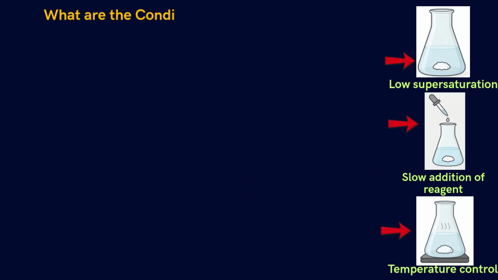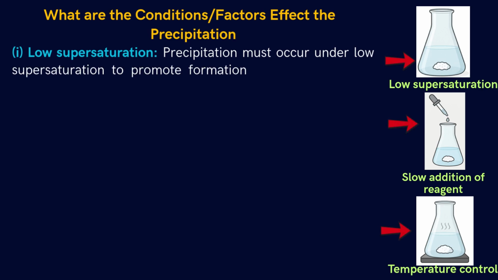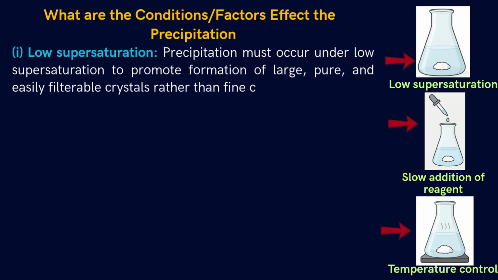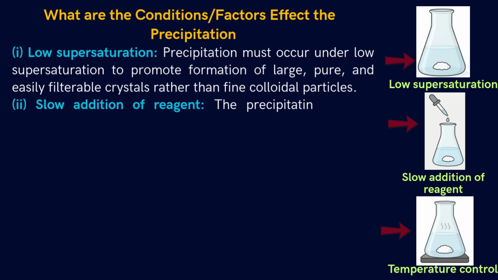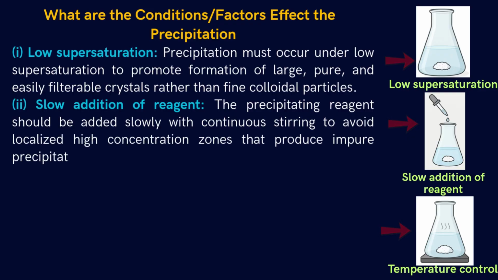Here we will learn the conditions and factors that affect precipitation. First one is low supersaturation. Precipitation must occur under low supersaturation to promote formation of large, pure, and easily filterable crystals rather than fine colloidal particles. Second one is slow addition of reagent. The precipitating reagent should be added slowly with continuous stirring to avoid localized high concentration zones that produce impure precipitates.